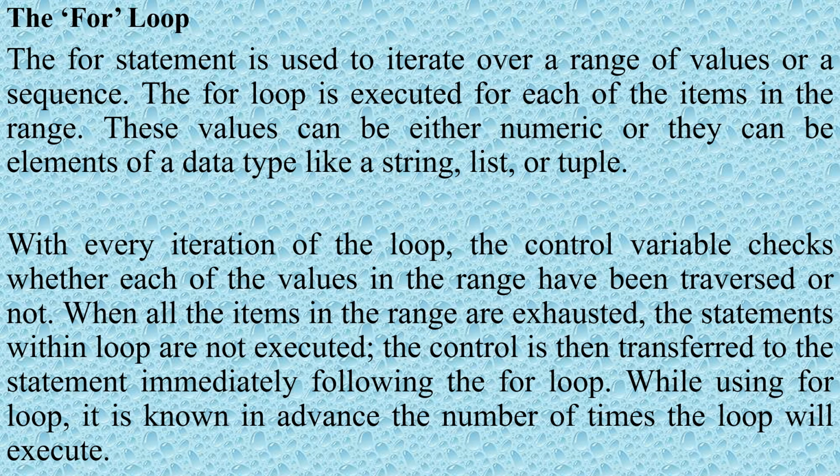So for every iteration, the control variable will check whether each of the values is in the range and whether it has been traversed or not. If it has not been traversed, the loop is iterated. If it has already been traversed, that means if all the values in the range have already been traversed, then the statements within the loop are not executed and the control is then transferred to the statement immediately following the for. While using the for loop, it is known in advance the number of times the loop will execute.